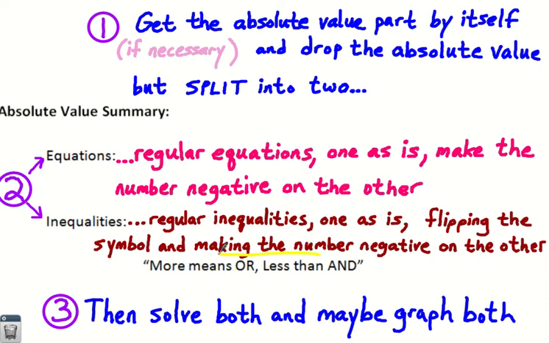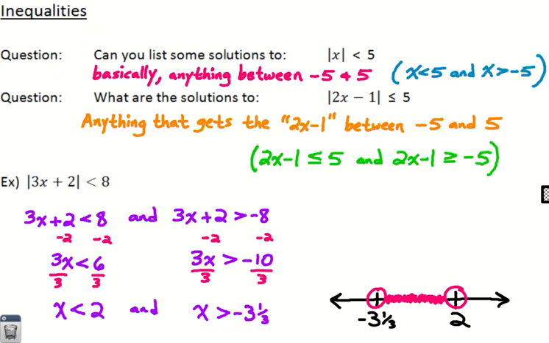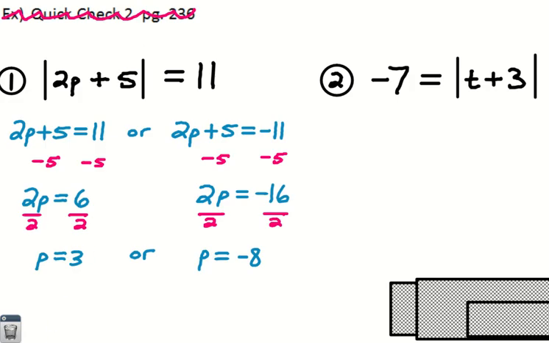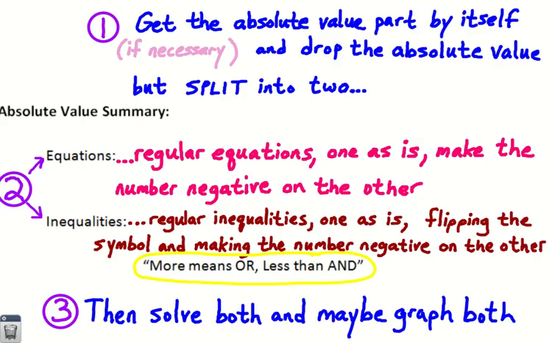So it's a decent memory trick to say more means or, less than means and. Again, when it's more than, the appropriate word is or. When it's less than, the appropriate word is and. It's just the way it goes, man. And that is section 6.6 in a nutshell.